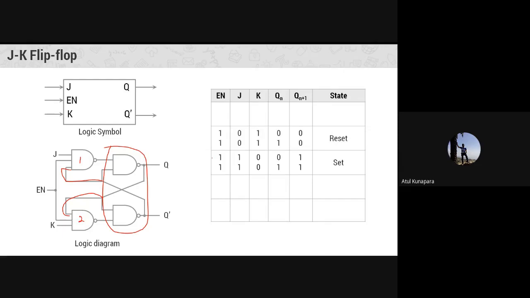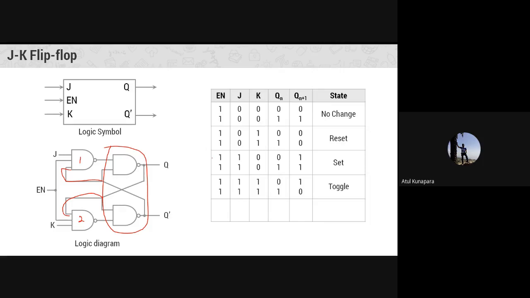In the same way, another case, the reset condition: when the enable signal is given and J is 0, K is 1, it will make your circuit reset. Then there is the no change state when J and K are both 0 0, and one more state added here, called toggle. So what is the meaning of this toggle state?